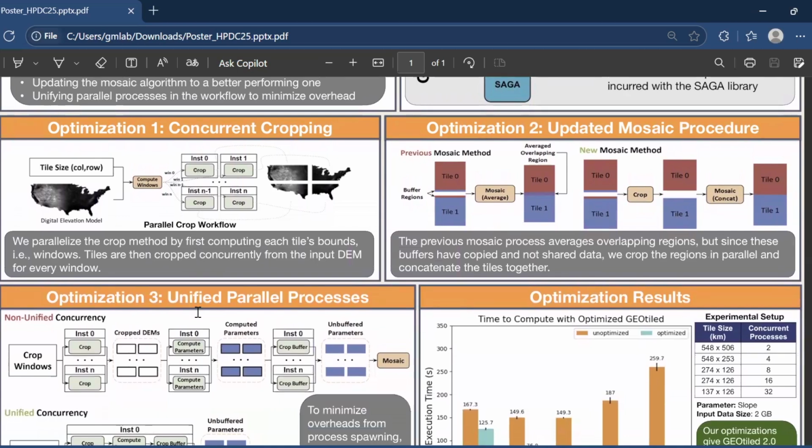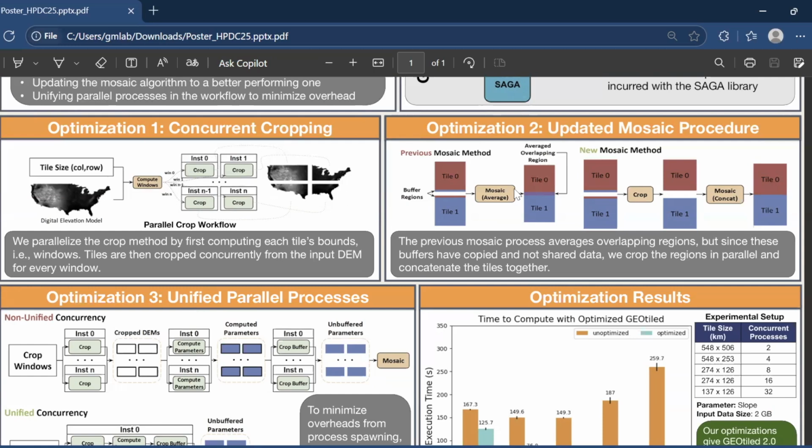As for our optimizations, we first introduced concurrent cropping. The original cropping method had a window with corners that it slid across the original image, specified by tile size. As the window was slid across the image, you would crop each of these tiles sequentially. What we can do instead is first compute all the windows or corner coordinates we need, which can be done very rapidly. Then for all these windows, we can do the cropping process in parallel for a significant performance improvement.